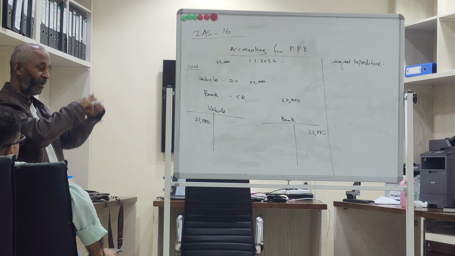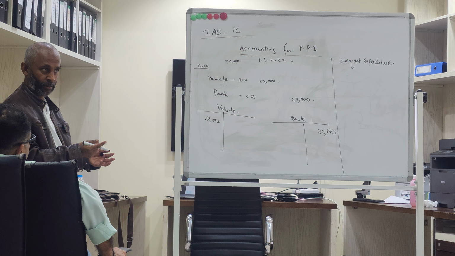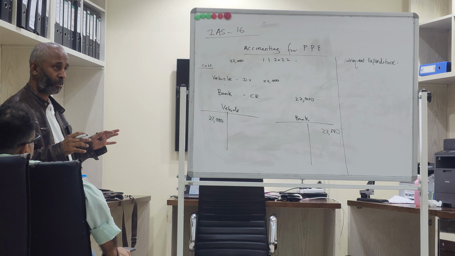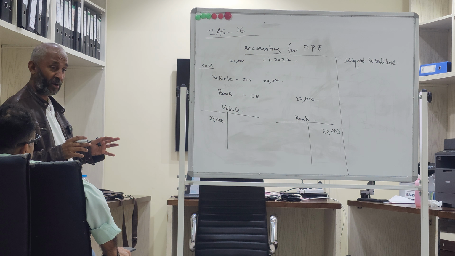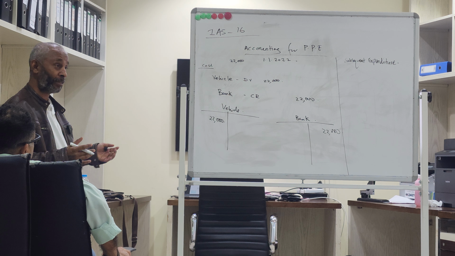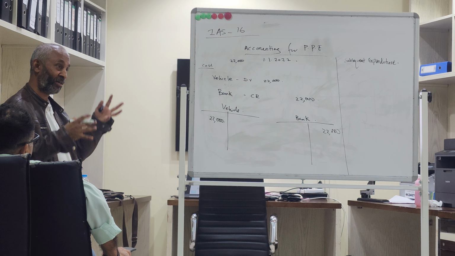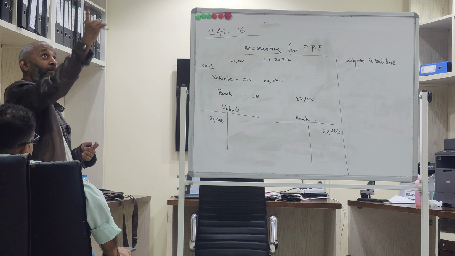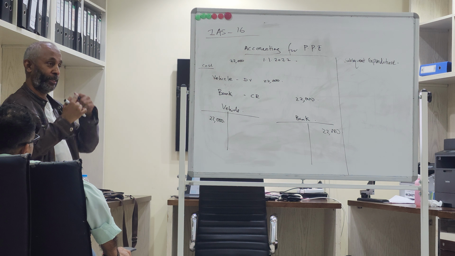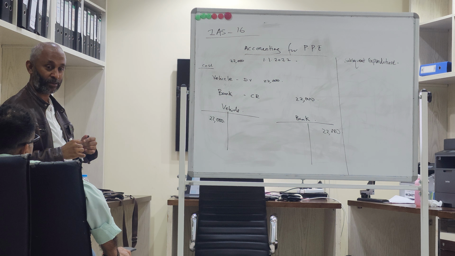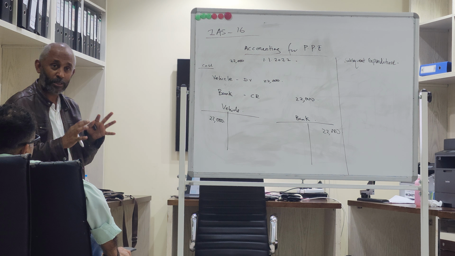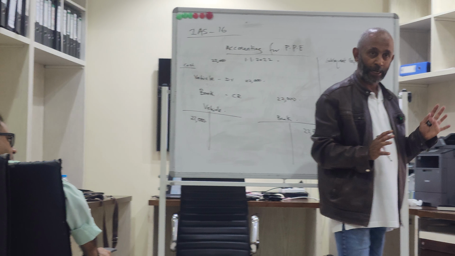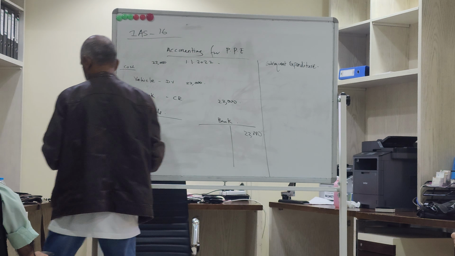For example, the wheel cover I cannot capitalize. But if I put in the back camera, that becomes part of the cost of the asset. And if I change the seats entirely, and I also go to a garage and tell him to cut the car roof and put a glass over it, a sunroof, these expenditures that we incur become capitalized. Clear? Okay.